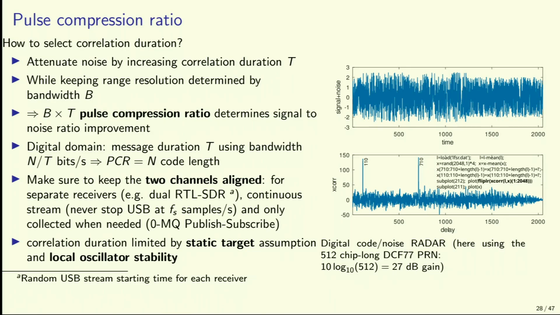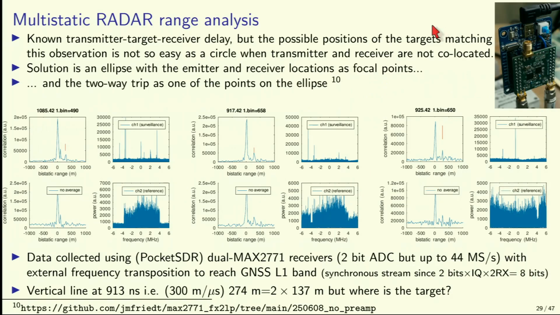So having said this, let's try this with one of these little receivers, which is called the Pocket SDR. So the Pocket SDR was developed by a Japanese researcher, Tomoji Takasu. Initially, the Pocket SDR is dedicated to global navigation satellite signals.